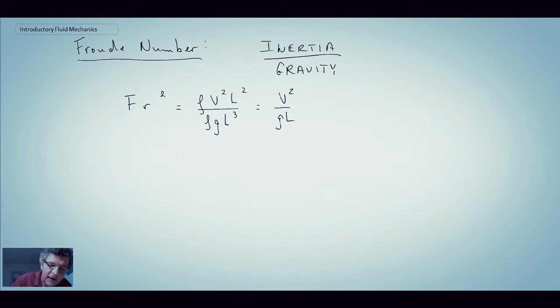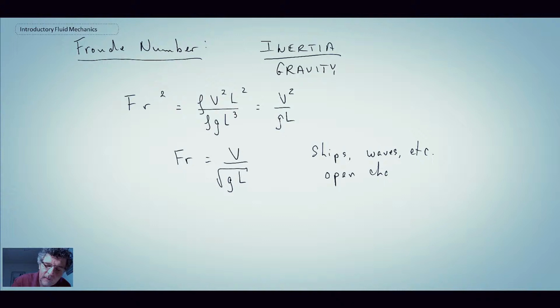this. And if we don't write it as the square, we get velocity over square root of GL, where G is a gravitational constant and L is some length scale. But this is for surface flows, so on the surface of the ocean or in a river, wave activity, and open channel flow. The hydraulic jump. And here L denotes the depth of liquid. I'll say water, but it depends upon the fluid that you're dealing with. So that's the Froude number.